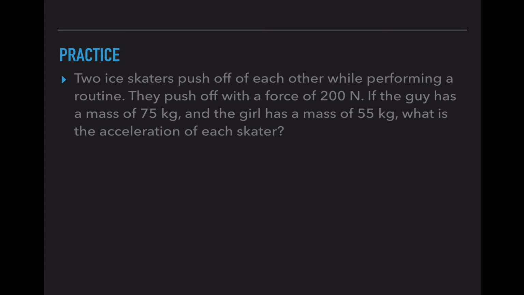So as a practice example, 2 ice skaters push off of each other while performing a routine. They push off with a force of 200 newtons. If the guy has a mass of 75 kilograms and the girl has a mass of 55 kilograms, what is the acceleration of each skater? So I'm going to go ahead and drop a line down the center of this because we're essentially going to do 2 problems in one. We're going to use F equals ma for the boy and F equals ma for the girl.